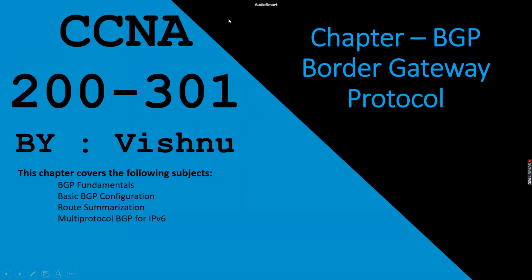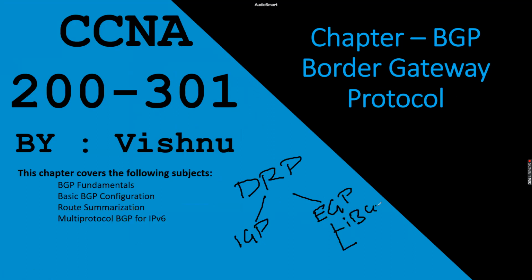So now, why do we need BGP? First of all, normally your dynamic routing protocol has two variants. One is called IGP, Interior Gateway Protocol. Second is EGP, Exterior Gateway Protocol. Now, EGP has two flavors. One is called IBGP. Second one is called EBGP.